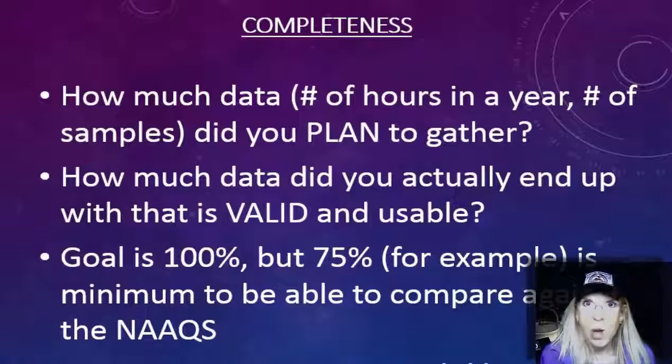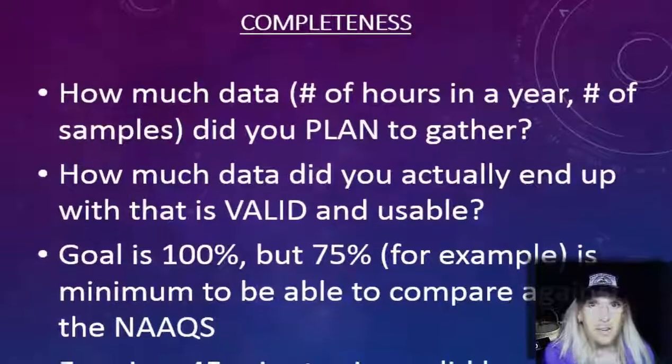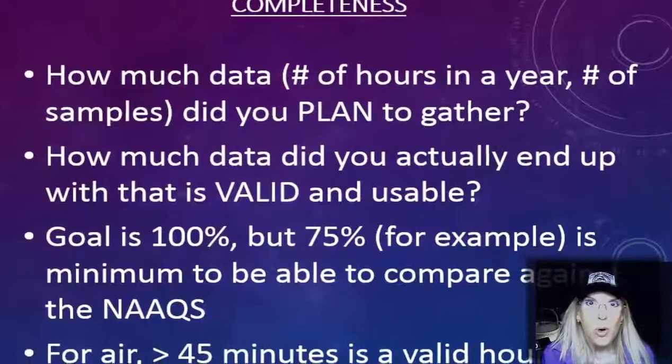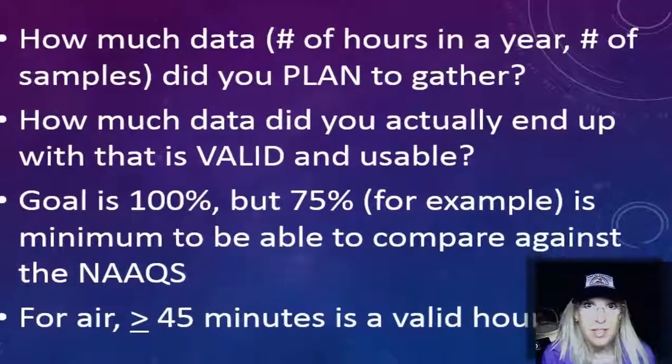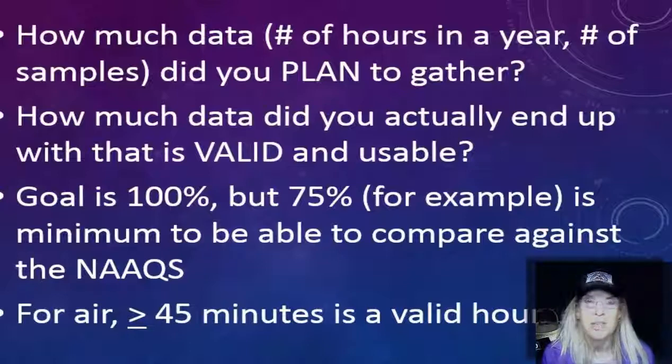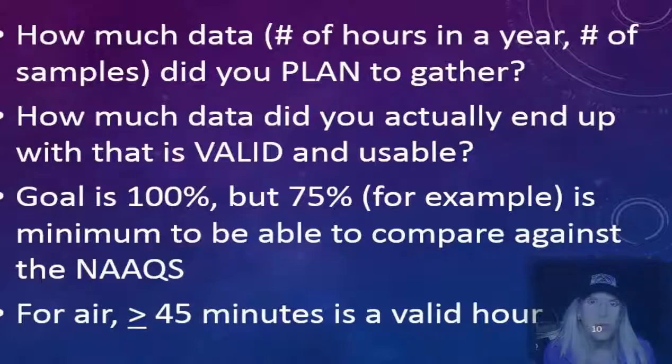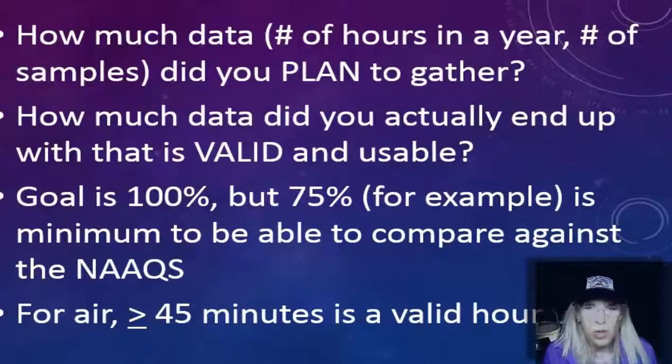The fifth data quality indicator is completeness. That's basically how many measurement results are valid compared to how many measurement results you plan to make. 75% is the requirement for completeness. If you're making measurements to compare against the National Ambient Air Quality Standards, you may want to have as a goal 90% completeness, but 75% is the minimum to make conclusions about attainment or non-attainment.